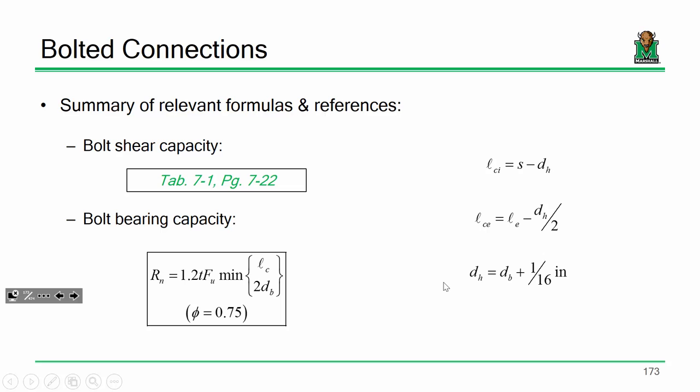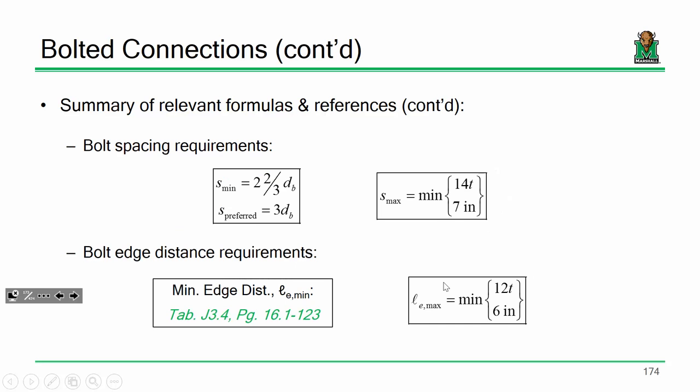For bolt bearing capacity, that's one of the ones we sort of have to grunt out. 1.2 T times the ultimate tensile stress times the minimum of either our clear distance or 2 bolt diameters. Remember, don't forget phi. This is a very common mistake to forget, that once you've gone through and done all this, you have to adjust it by your safety factor. Okay? The only formulas that you need that aren't really explicitly stated here are these. Your clear distance for your interior bolts, edge bolts, as well as your hole diameter. Remember, 1/16 of an inch. And lastly, your relevant formulas for bolt spacing requirements.